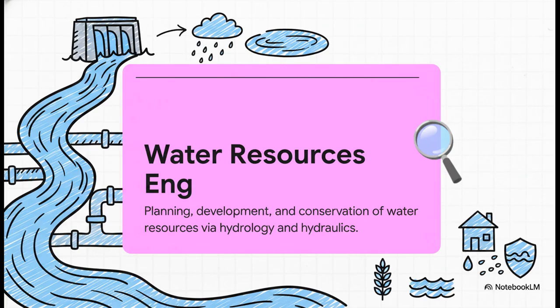Moving right along, we have water resources engineering. I like to think of this as the circulatory system of our societal infrastructure. This branch applies the heavy science of hydrology and hydraulics to literally manage the flow of water. These are the folks designing the dams, managing the reservoirs, and creating those massive supply networks that ensure we actually have sustainable drinking water, irrigation, and crucial flood control.